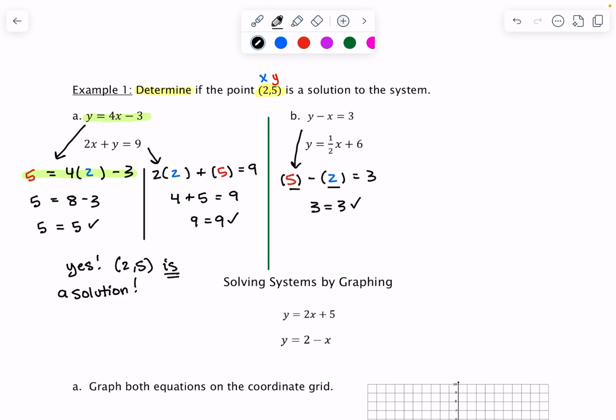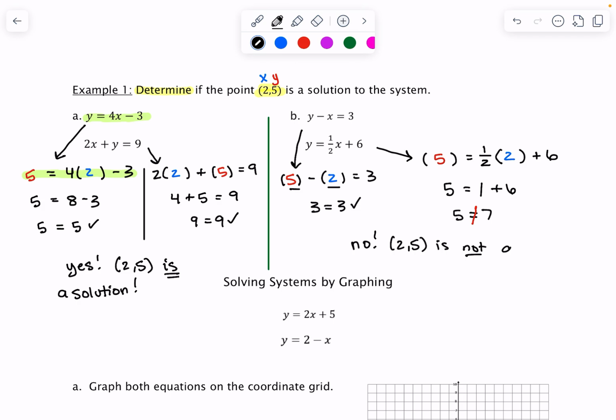Yes, so it works in the first equation. Cool. Now let's try the second equation. I'm going to say parentheses for the y, 1/2, parentheses for that x I'm going to plug in. I'm plugging in the 2 and the 5 again, 5 for y, 2 for x, and I'm going to simplify. So I'm going to drop the parentheses, keep the 5. 1/2 times 2 is 1, and I get 1 plus 6 on the right. Now 1 plus 6 equals 7, and 5 does not equal 7. That's just not a true mathematical statement. So I can say that no, (2, 5) is not a solution.